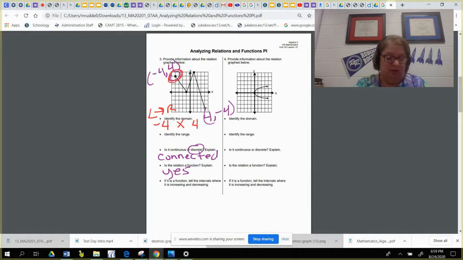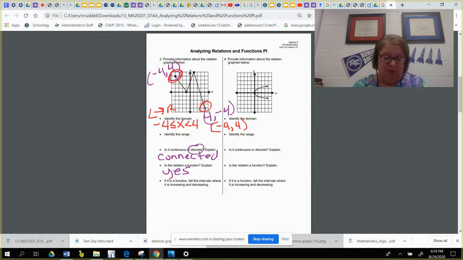There's a closed circle there and an open circle here. Okay, that's your inequality notation. You could also write this one as negative 4 to positive 4.